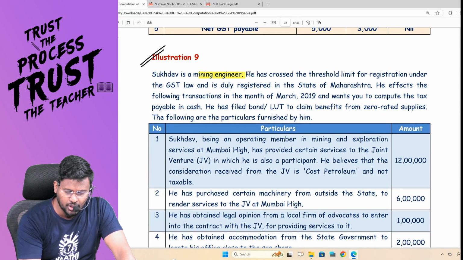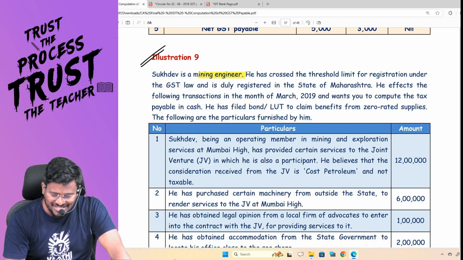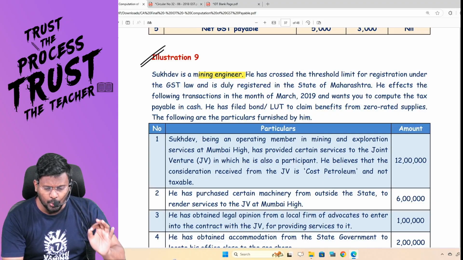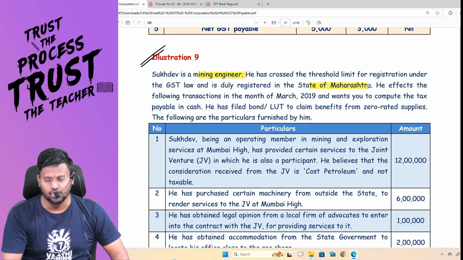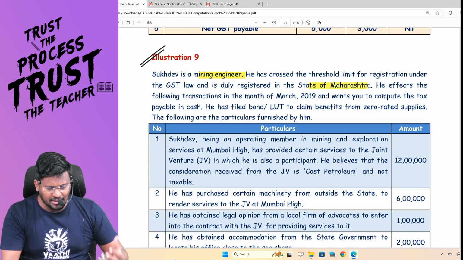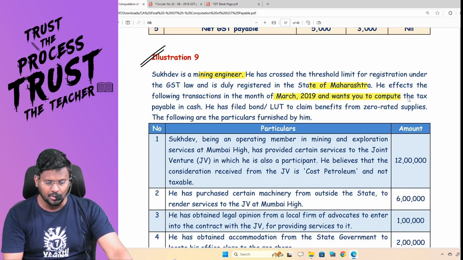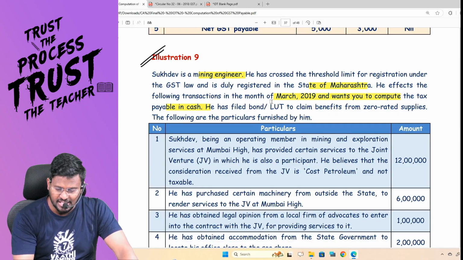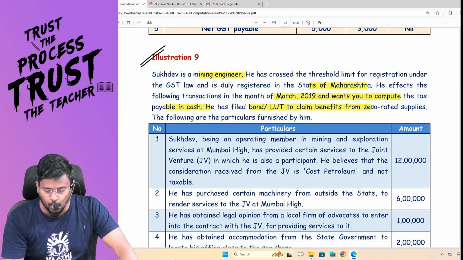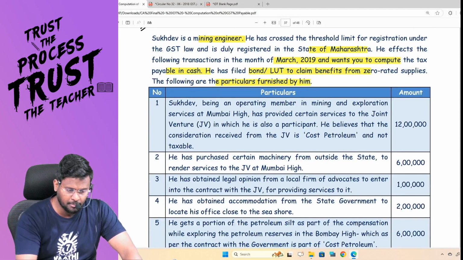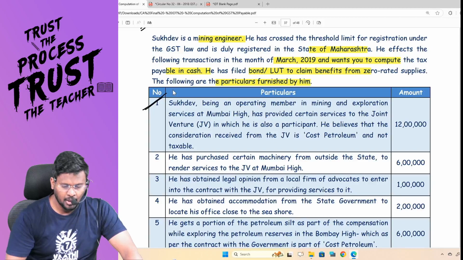Sukhdev is a mining engineer. He has crossed the threshold limit for registration under the GST law and is duly registered in the state of Maharashtra. He effects the following transaction in the month of March and you are to compute the tax payable in cash. He has filed a bond or LUT to claim benefit from zero rated supply. Following are the particulars furnished by him. Question number 1.